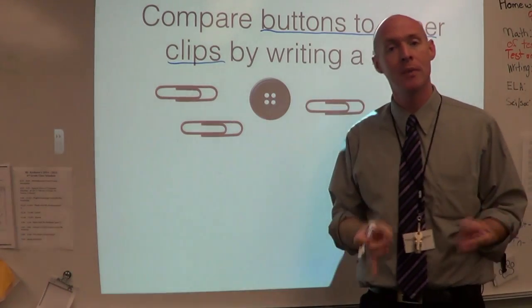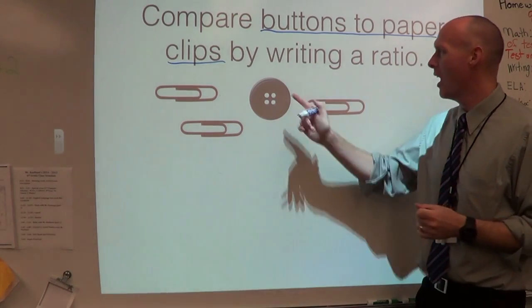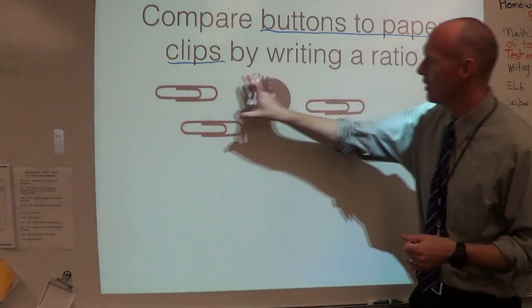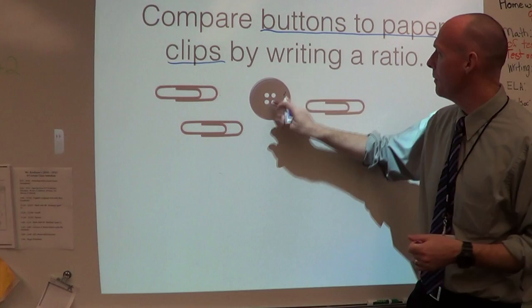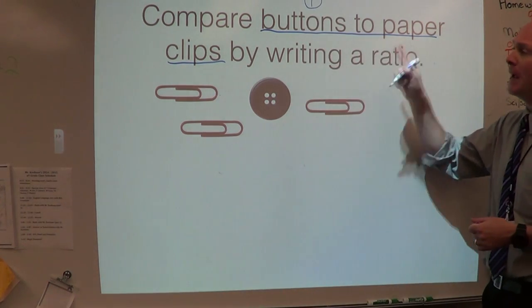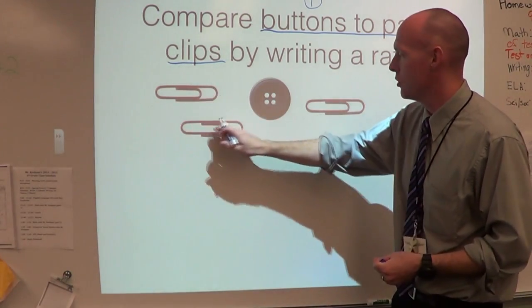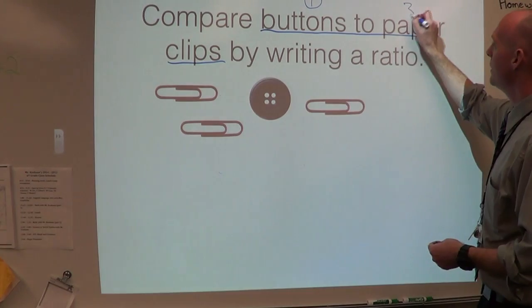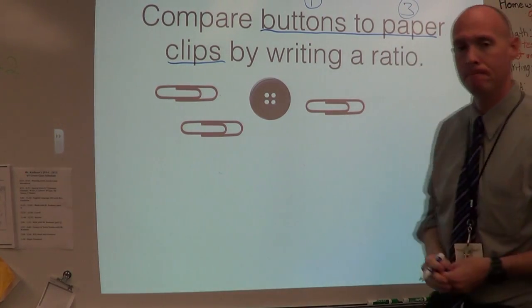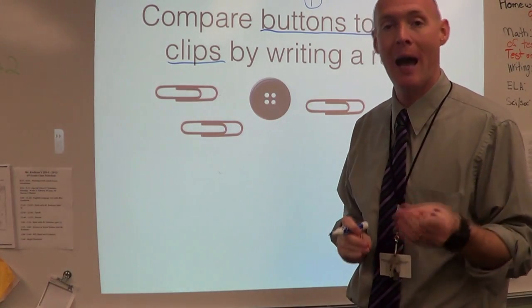Okay, no problem. Step 1, what I have to do is figure out what is my quantity of buttons. And I look and I see a quantity of 1. Okay, so we have 1 button, and what is my quantity of paper clips? 1, 2, 3. So I have a quantity of 3. Okay, step 2 is now we have to compare the quantities by division.